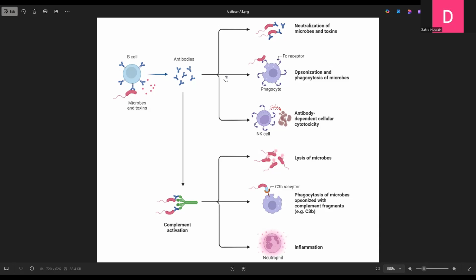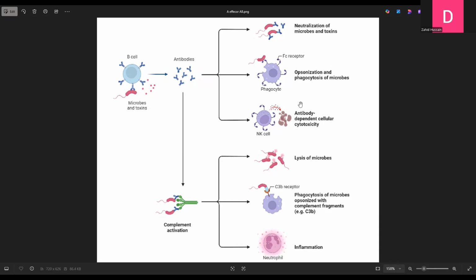Here, the other thing is that there are FC receptors on the macrophages. So the antibodies will bind at one hand with the microbe with the help of the FAB region, and with the help of the FC region, they will bind with the macrophage because there are receptors for the FC part, and then phagocytosis will take place. So it will promote phagocytosis.